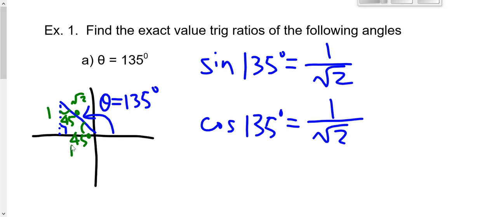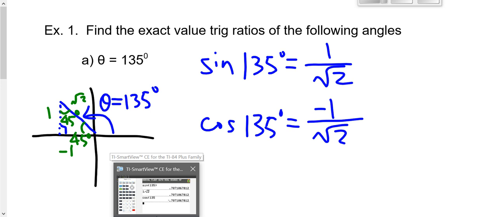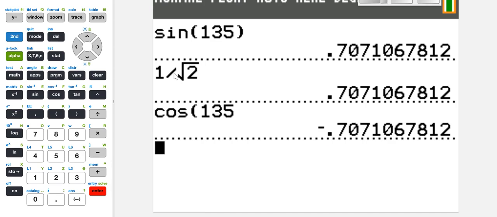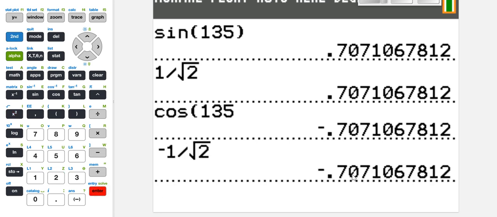Remember, even though the length here is 1, because it is on the negative side of the x-axis, we have to put the negative sign. So this is actually negative 1. Now if you do negative 1 over root 2, we did that here already. Well, not here, sorry. Negative 1 divided by root 2, enter. Now they are the same.